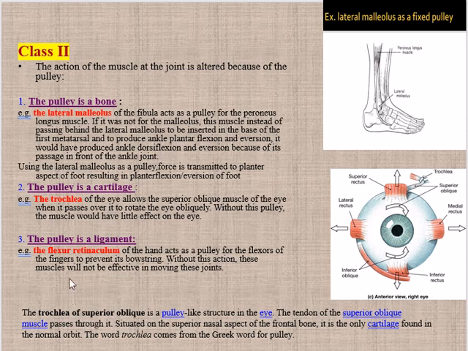The pulley may also be a ligament. For example, the flexor retinaculum of the hand acts as a pulley for the flexors of the fingers to prevent bowstringing. Without this action, these muscles would not be effective in moving these joints. The trochlea of the superior oblique is basically a pulley-like structure of the eye. The tendon of the superior oblique muscle passes through it, situated on the superior nasal aspect of the frontal bone. It is the only cartilage found in the normal orbit. Trochlea comes from a Greek word meaning pulley.